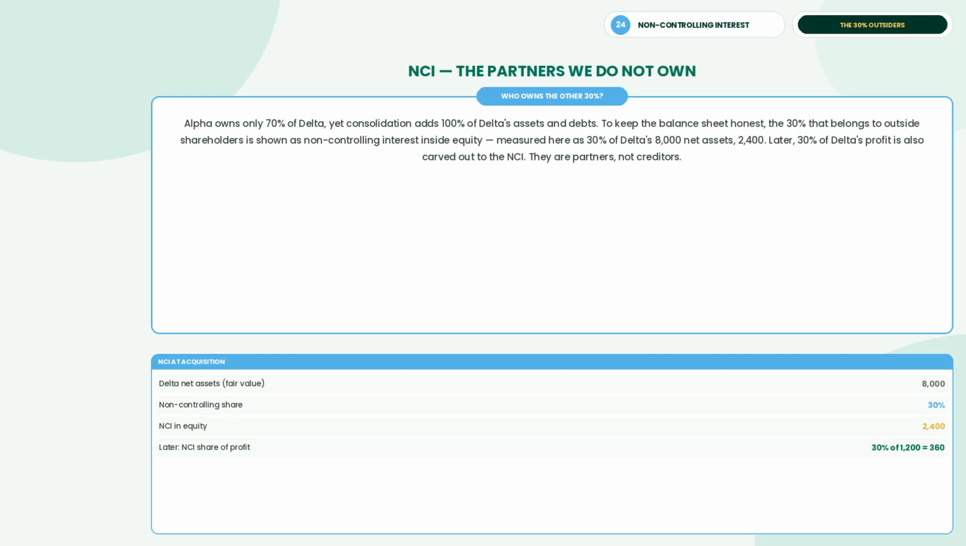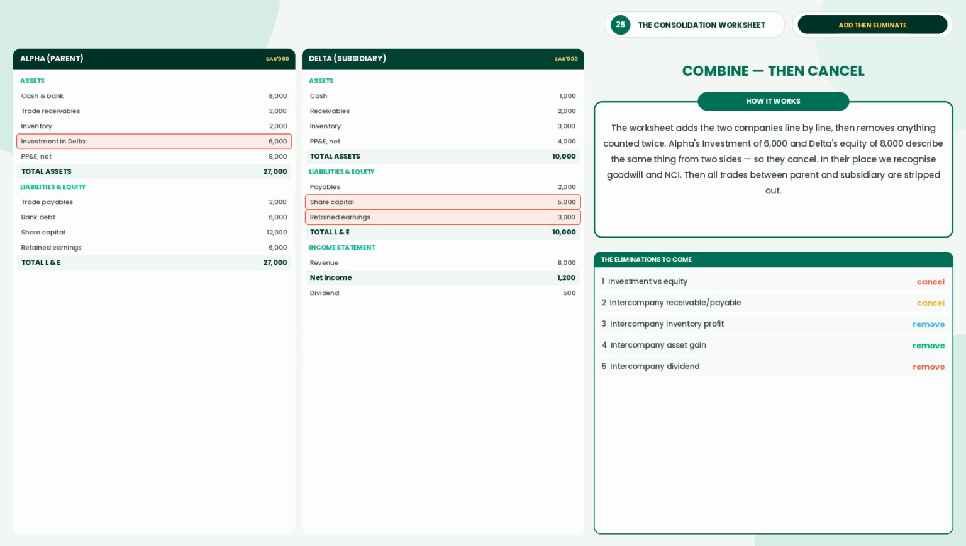Non-controlling interest is the ownership that remains outside the parent. Alpha owns 70%, but the group statement includes 100% of Delta. To keep ownership honest, the outsider's 30% appears within equity, not as debt. At acquisition it is 2,400,000 in this example. Later, NCI receives 30% of Delta's post-acquisition profit and is reduced by dividends paid to those outside shareholders.